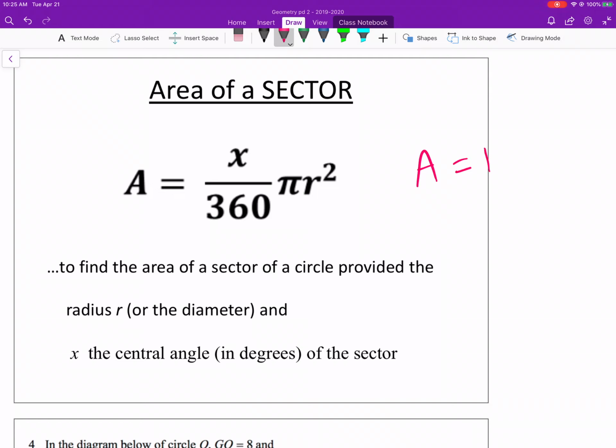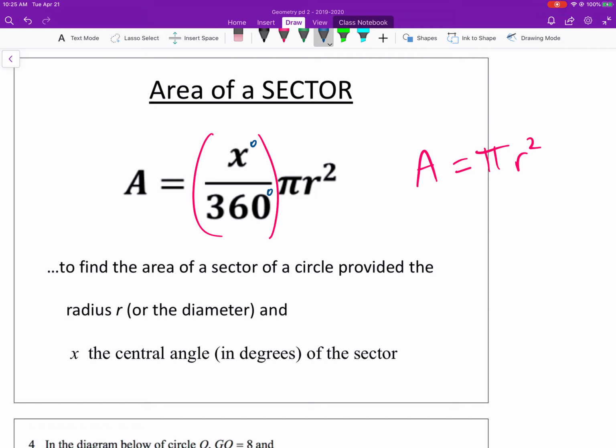Area of a circle is pi r squared. Now this is just one extra step. We need a fraction in front of that pi r squared. Remember where that fraction comes from. 360 degrees, that's the entire circle. x is that central angle. So we're multiplying the area of the whole circle by a certain fraction. Why? Because a sector is just a piece of the circle. It's a certain portion of a circle.